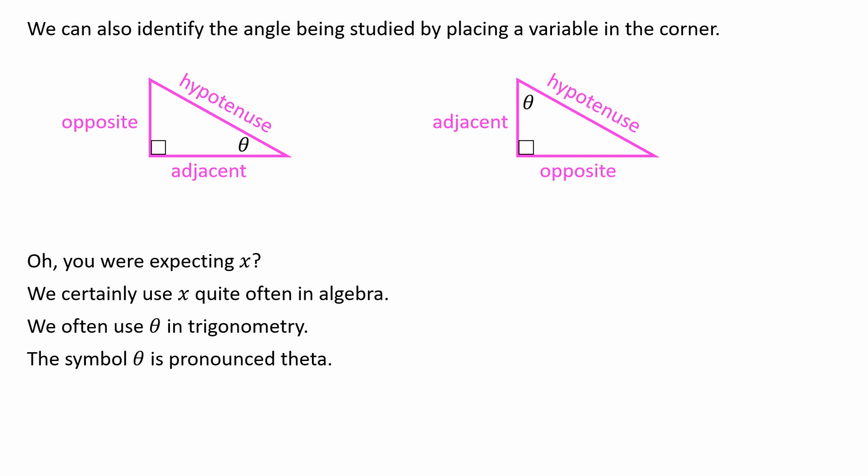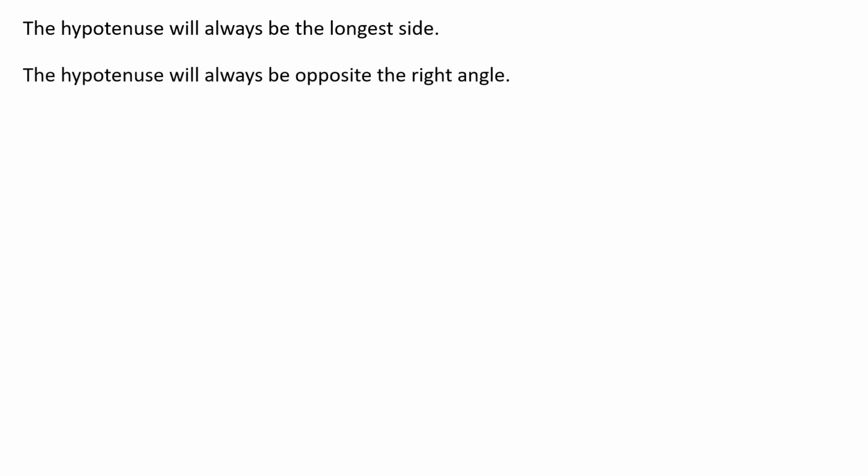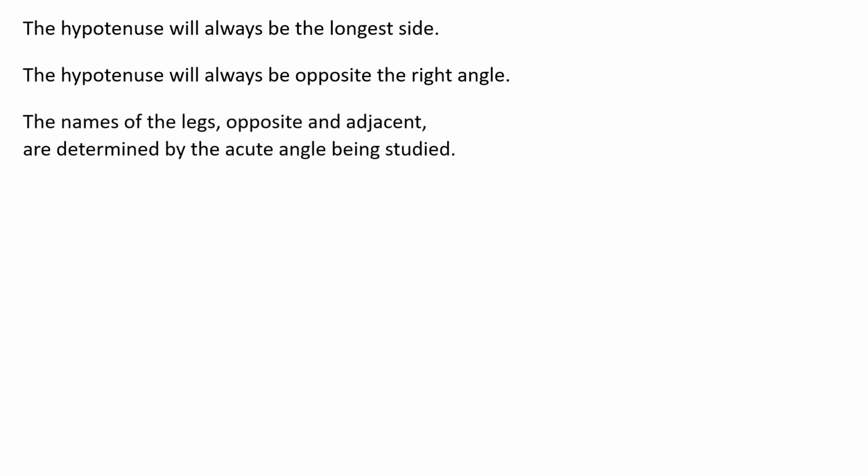So unlike the Pythagorean theorem where the legs are mix and match, with trigonometry, adjacent and opposite, we've got to make sure we know which one we're looking at. We cannot just have the legs be interchangeable. Hypotenuse is still just going to be the longest side. It's still going to be across from the right angle. But the legs, opposite and adjacent, we have to identify which angle is being studied, which acute angle. We don't use the 90-degree angle with right triangle trig.